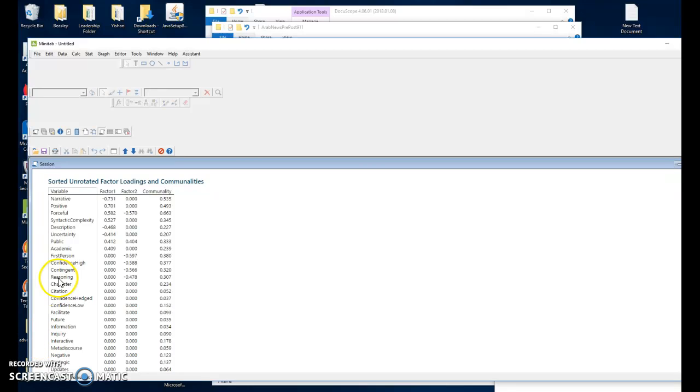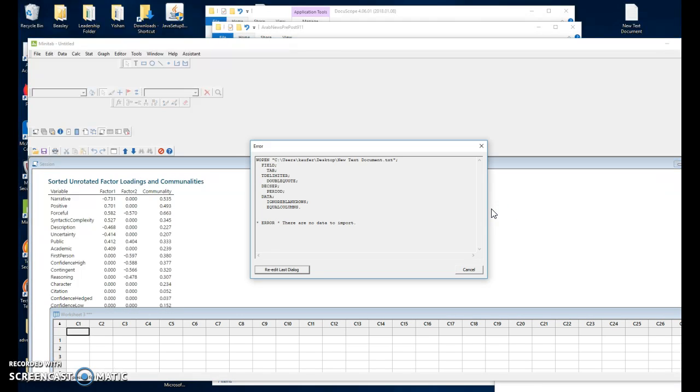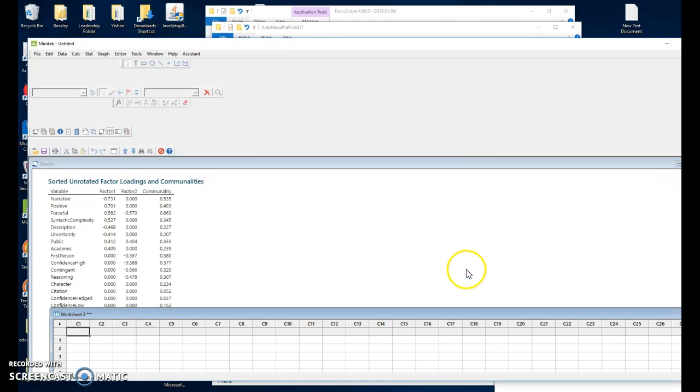We can see factor 1 and factor 2, which are factors we extracted. You can think of a factor as a complex rhetorical strategy. You see some numbers are positive, some numbers are negative. That means if two numbers are positive, it means they're positively correlated.